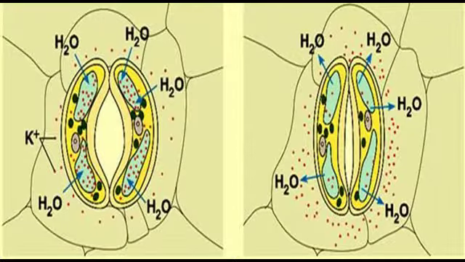Water is important for regulating the stomata opening and closing. Water enters the guard cells following potassium influx. The guard cells become turgid, causing the stomata to open. To close the stomata, water follows potassium efflux out of the cells. The guard cells become flaccid and the stomata close.